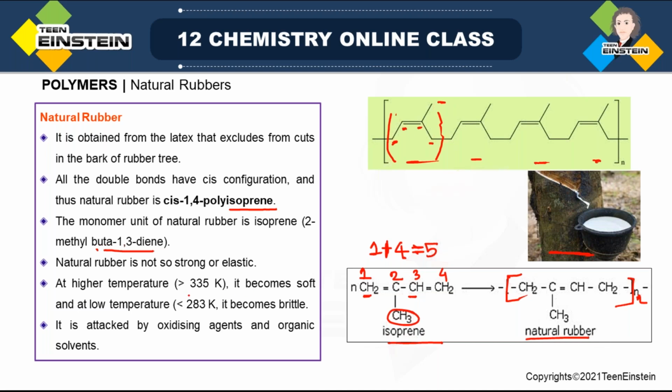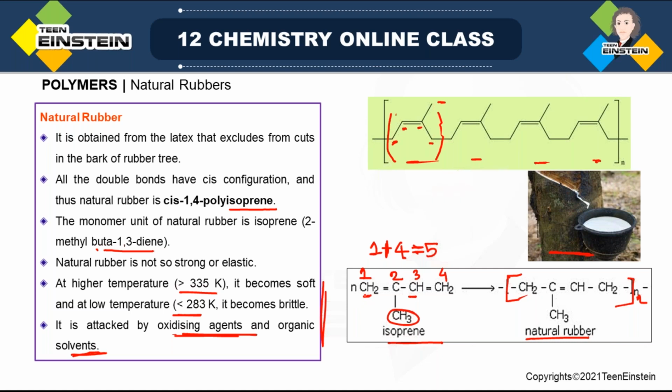Now at higher temperature, and when I say high temperature, it means greater than 335 Kelvin, it becomes soft. And if the temperature is below 283 Kelvin, then it becomes brittle. That means only in the temperature range from 283 up to 335 is it okay. Otherwise, if you increase the temperature beyond 335 or decrease it below 283 Kelvin, there will be some problem. Okay. It is attacked by oxidizing agents and also some organic solvents. So these are some of the problems that we can face with natural rubber.